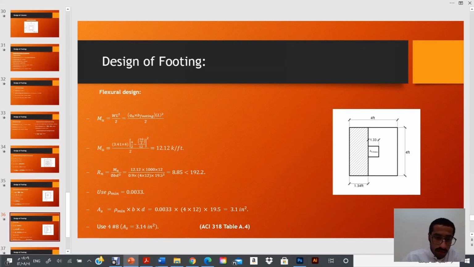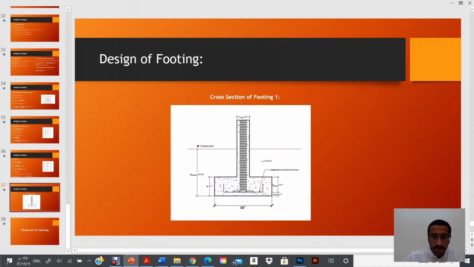We can determine the area of the steel by multiplying rho by the width and the depth. We get 3.1 inches squared. We can use four number 8 bars at area 3.14 inches squared, using ACI 318 table A.4. And this is the cross section of the footing.